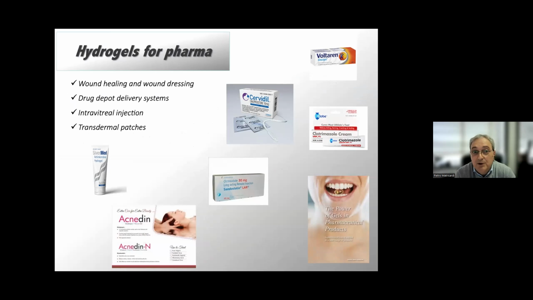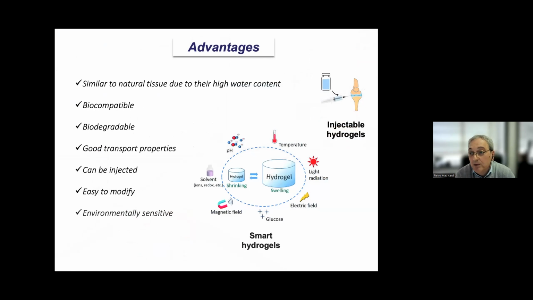And of course, hydrogels are used in pharma applications. There are a lot of pharma products that are based on hydrogels for wound healing, wound dressing, as drug delivery, depot drug delivery systems, for intravitreal injection, transdermal patches. So you have a very wide range of medical and pharmaceutical products that are based on hydrogels.